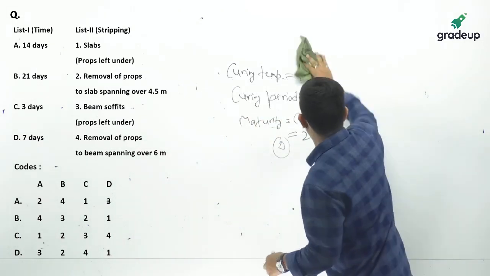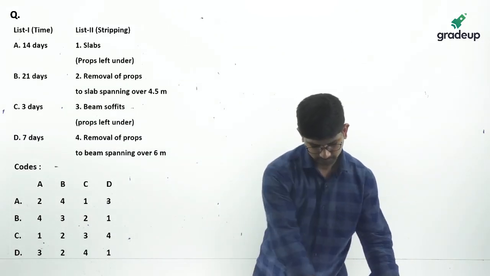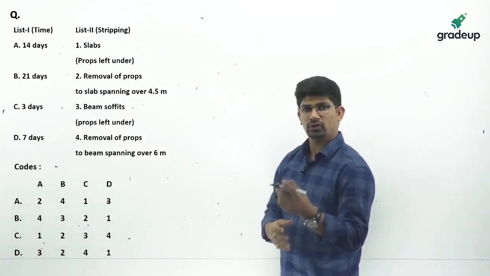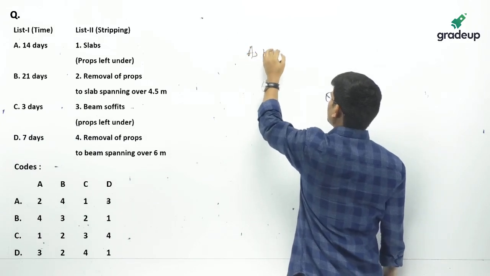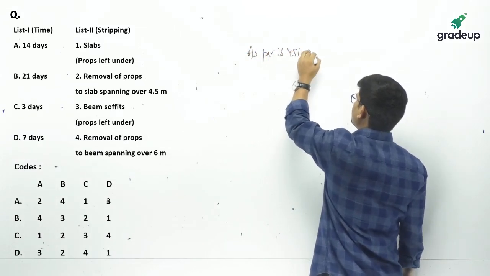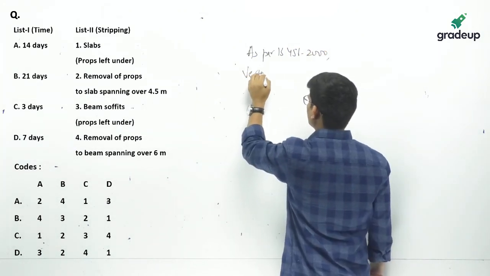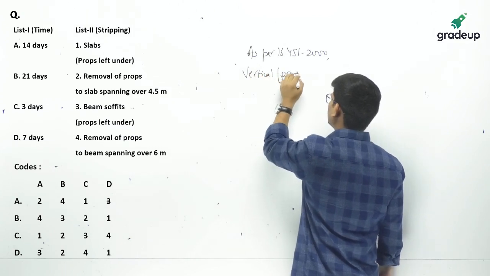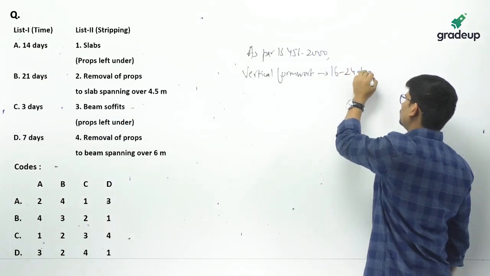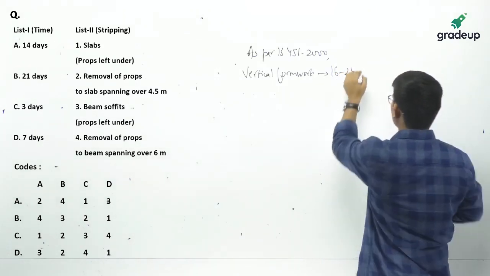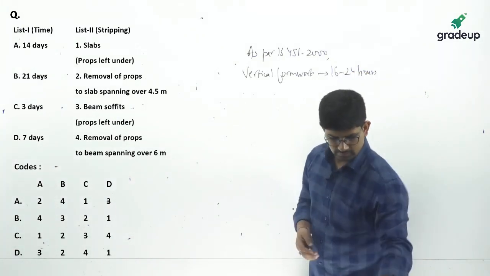Now here this is related to the stripping time of formwork for concrete. Okay, so in order to solve this problem you will require some information which I am writing here as per IS 456-2000. Okay, the stripping times are as under: for vertical formwork it is to be removed 16 to 24 hours after casting.